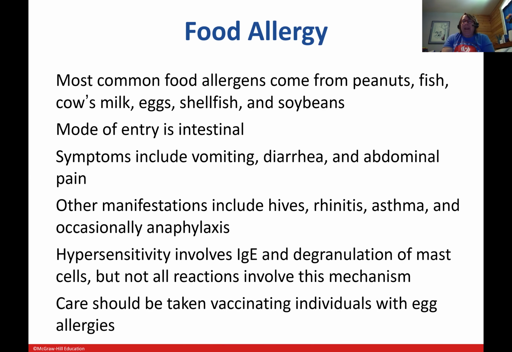Okay, so anybody who has an egg allergy cannot have a vaccine that was produced in eggs. And so that's one of the things that you need to be very, very careful of, because they will have a very severe allergic response to that vaccine.